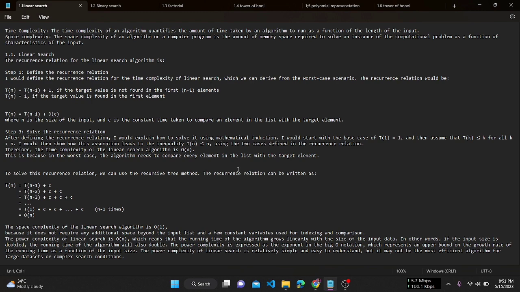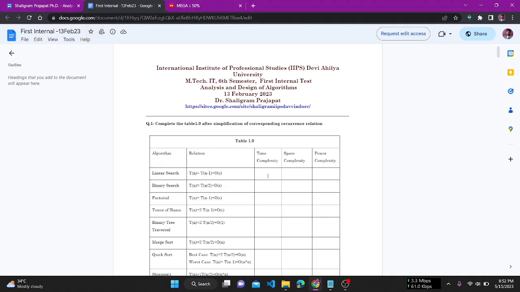Next, the space complexity. The space complexity of an algorithm or a computer program is the amount of memory space required to solve an instance of the computational problem as a function of characteristics of the input. So, now we are going to look at the table. The first is linear search.